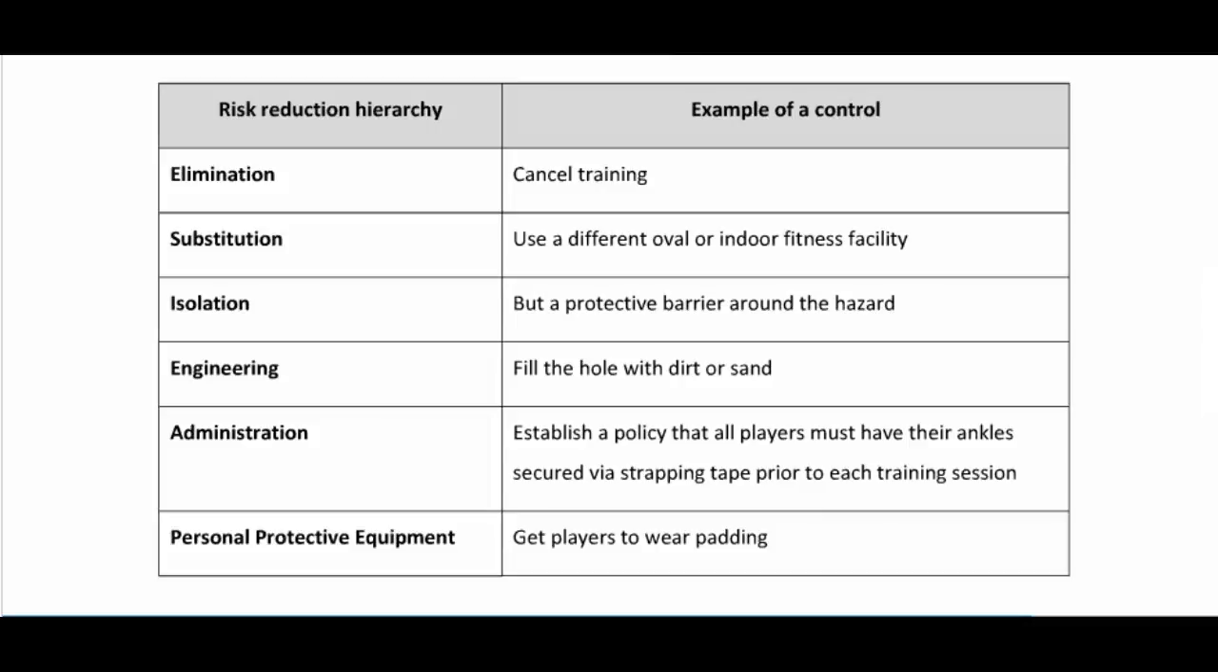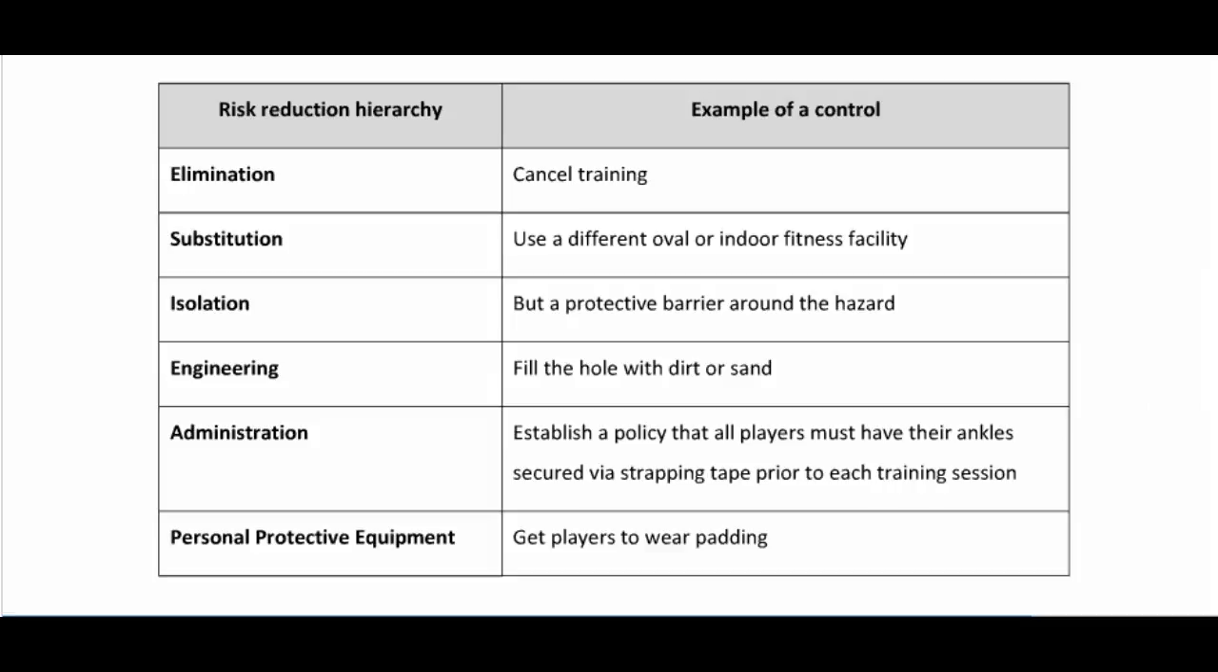Let's assume a coach and support staff of a professional sporting team arrive for a training session with their players and they notice a large hole in the playing pitch. This hazard has the risk assessment of high, which requires the need to develop and implement controls. The risk reduction hierarchy can be used for this.